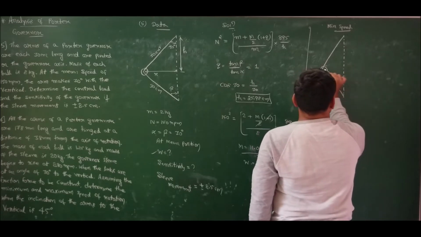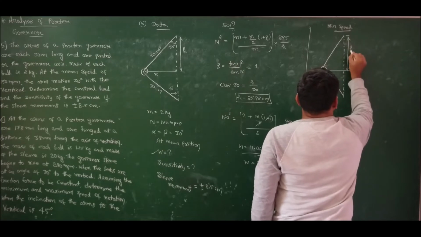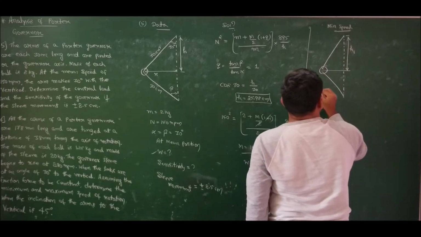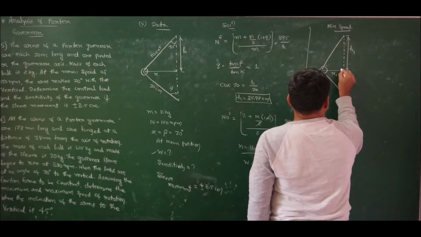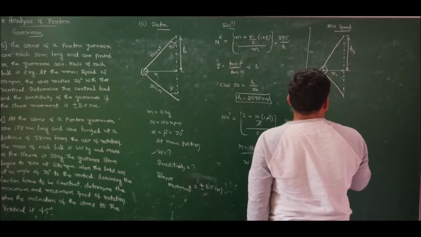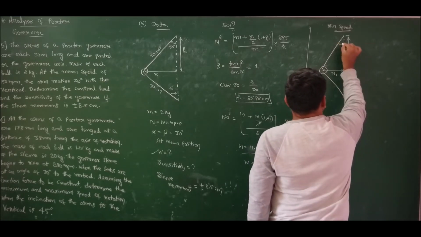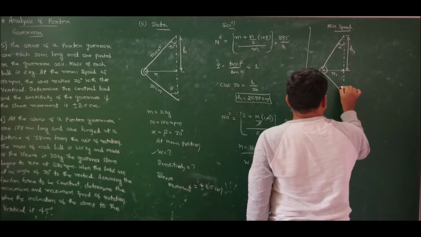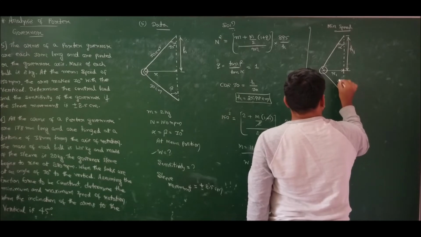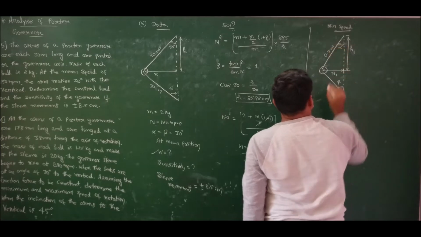So h1 is higher than mean h. So this is what I will get, h1, and this is r1. From center to center it is r1 radius. Now this is alpha and this is beta, and this length is known, which is 0.3 meters.